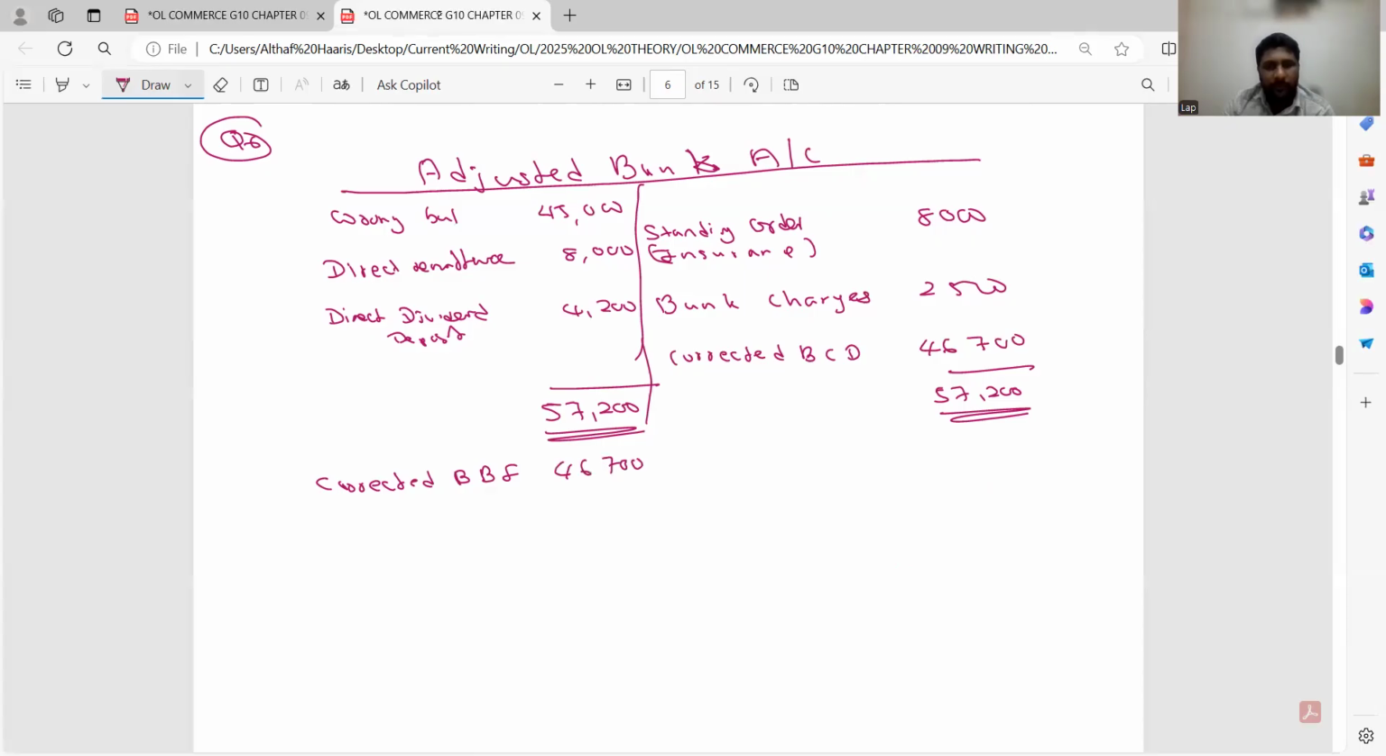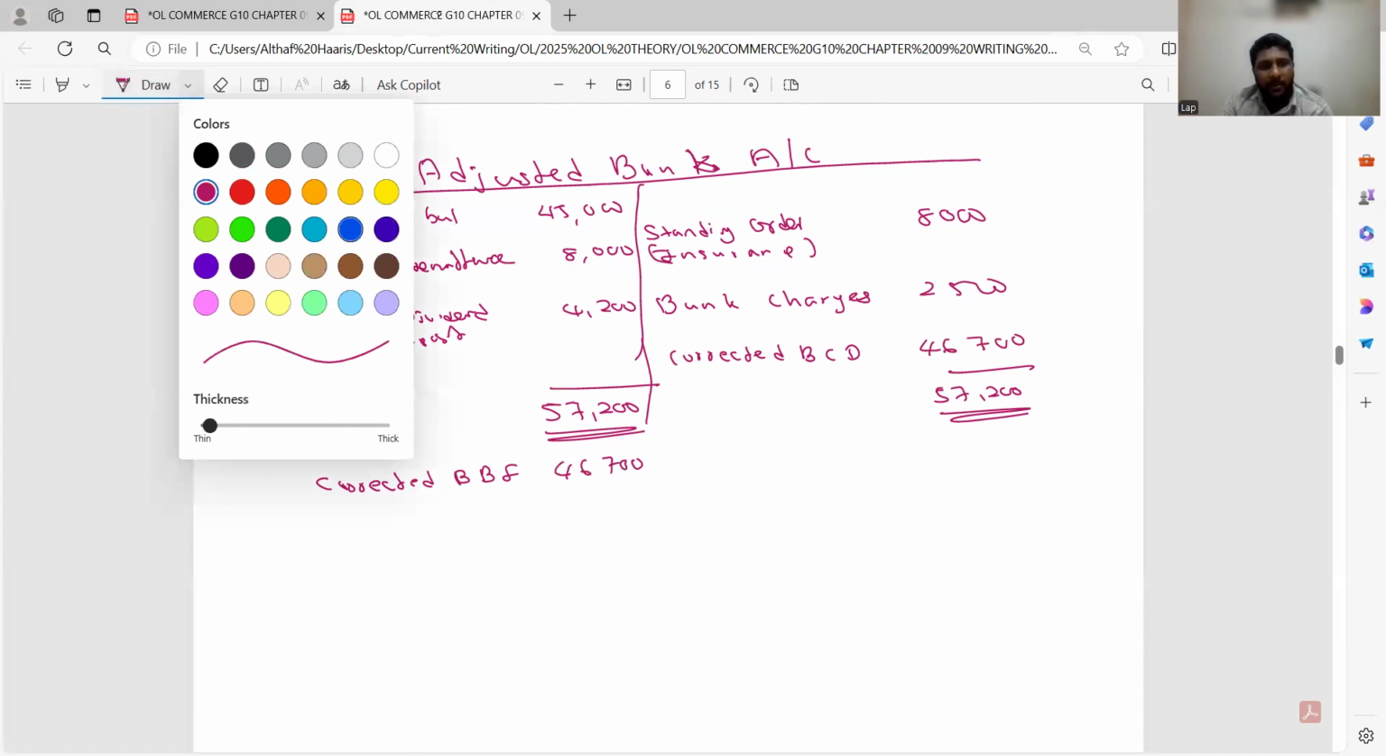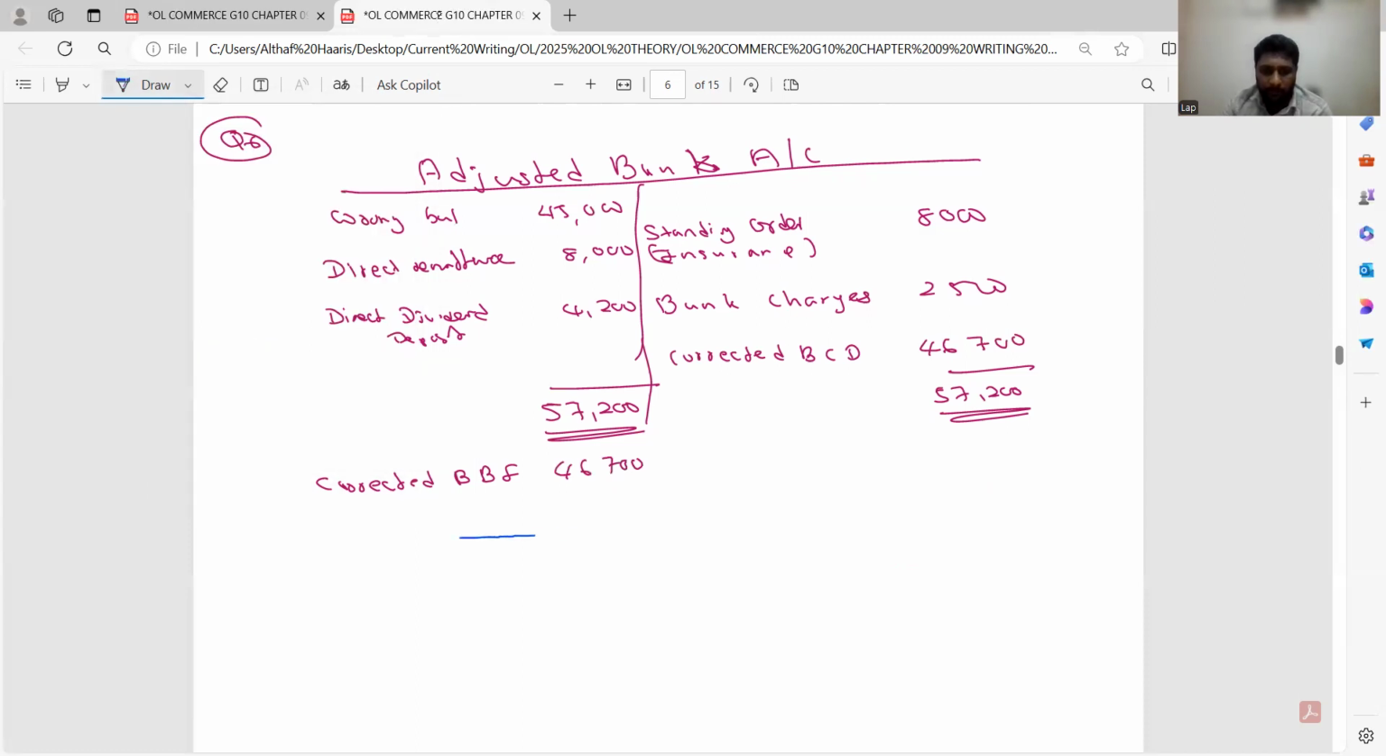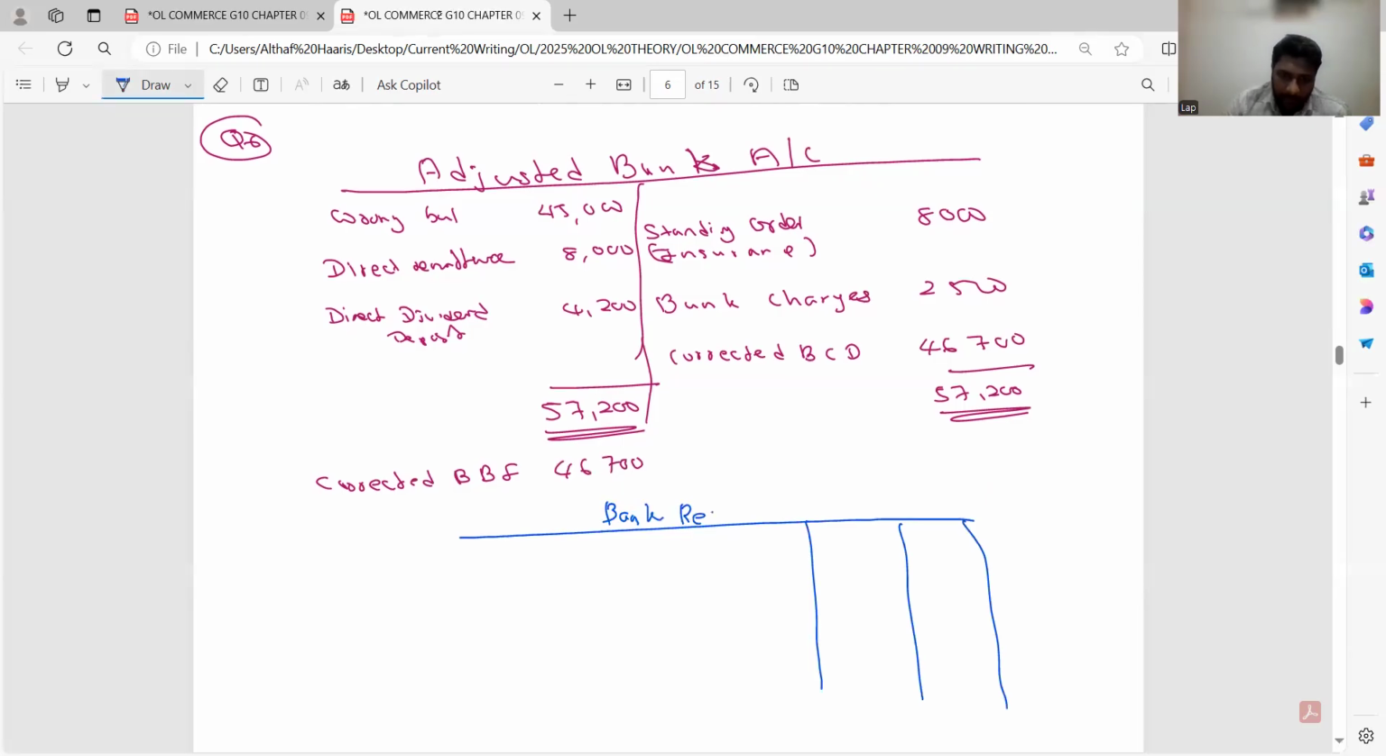$46,700. Now you can prepare the bank rec. You can prepare the bank reconciliation statement.